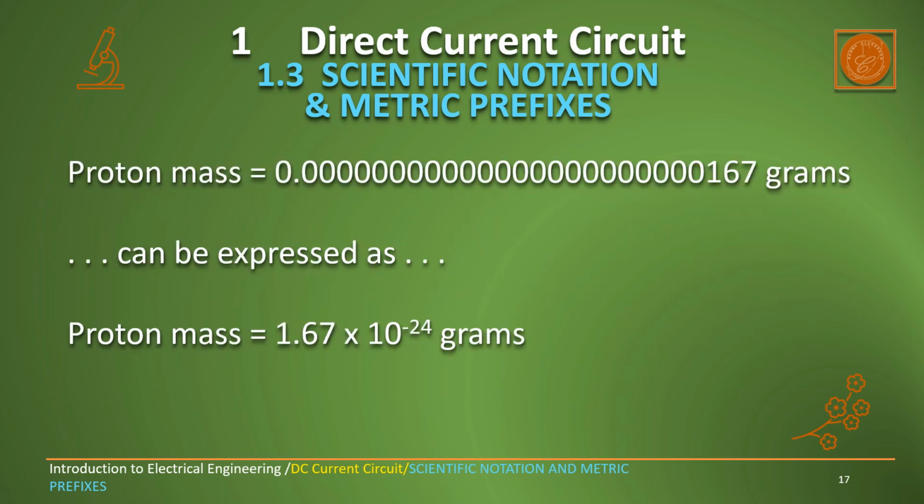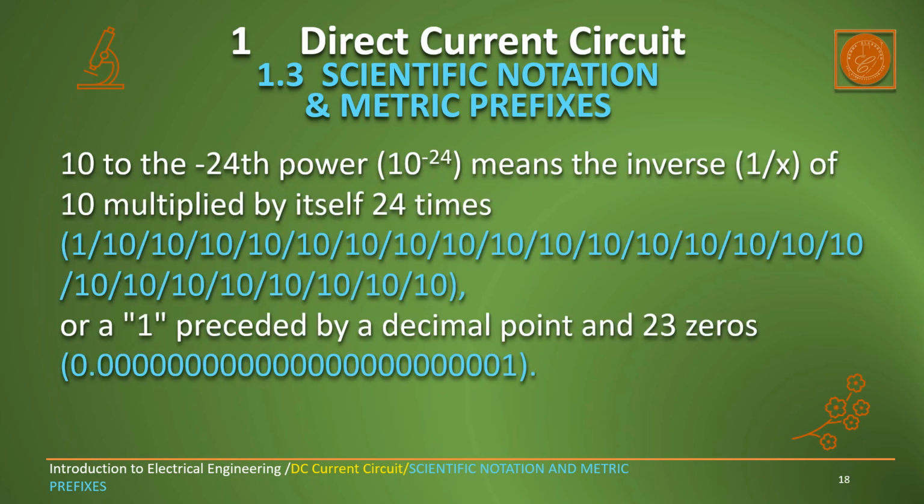A proton mass equals 0.000... so many zeros and 167 grams. We can express it as proton mass equals 1.67 times 10 to the power negative 24 grams. 10 to the minus 24th power means 10 to the power minus 24.